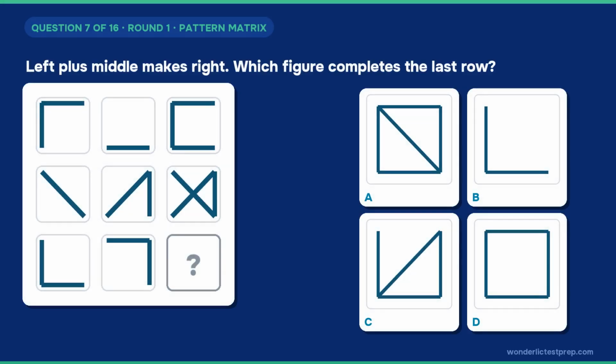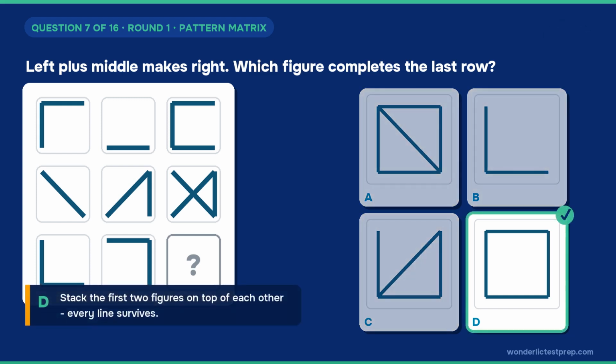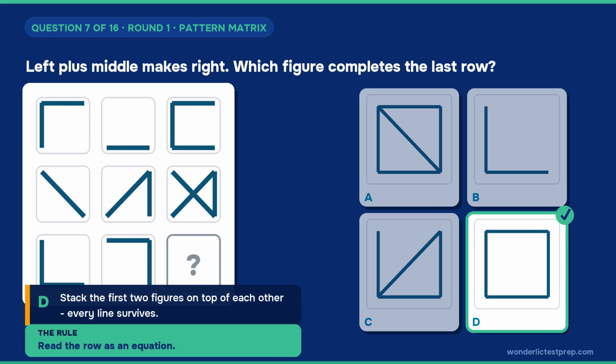Question 7. Left plus middle makes right. Which figure completes the last row? 10 seconds. D. Stack the first 2 figures on top of each other. Every line survives. The rule, read the row as an equation.